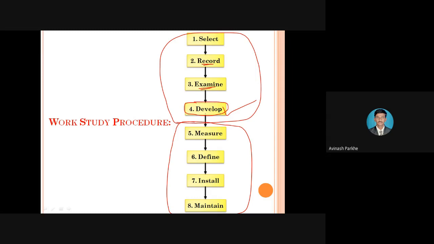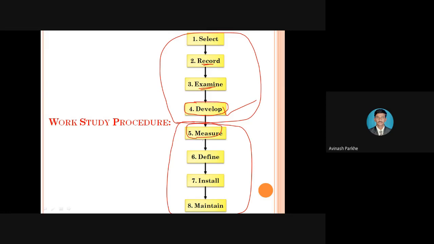But after step number 4, whatever the new method we have developed, for that new method we have to go for the time measurement. Therefore, steps 5 to 8 are applicable for work measurement only, because from step 5 to step 8 we are going to measure the time required to perform the operation by using the new method, which is coming from step number 4. At step number 4, you will get the new method, and after step 4 we go for the measurement. Step number 5 clearly indicates that measurement: how much time is required to perform that particular job by using the new method from step number 4.